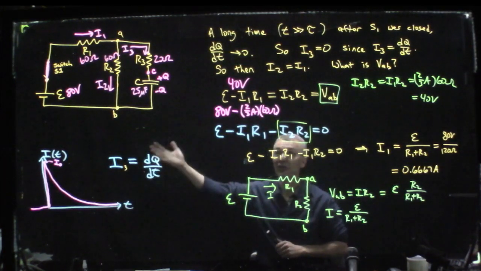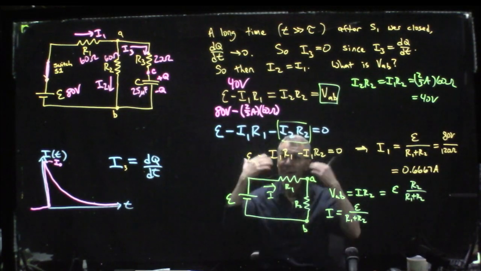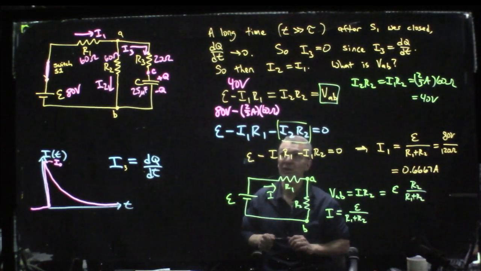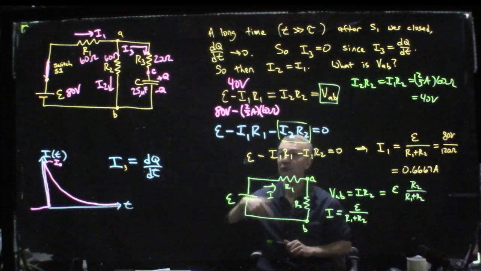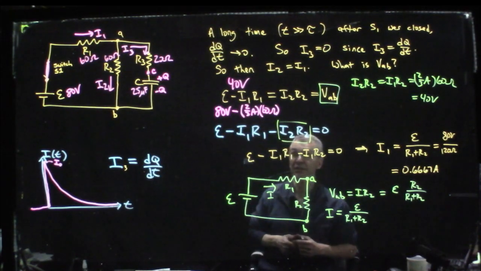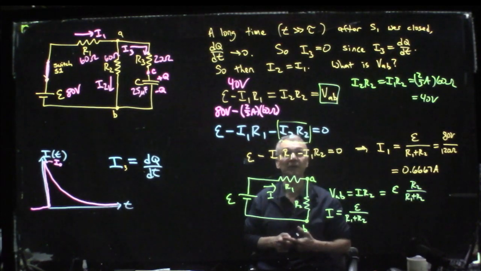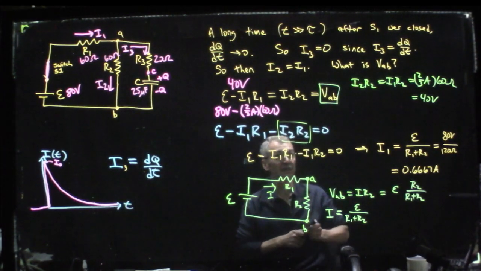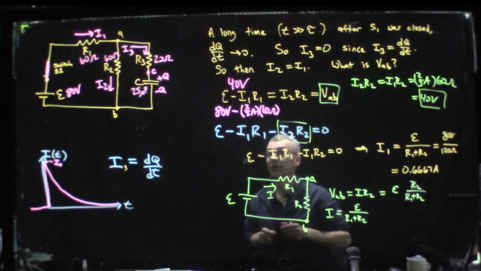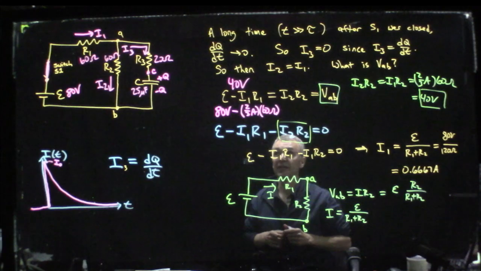So if you happen to know that all the current going through R1 continues through R2, and you have in your head what a voltage divider does, and you notice that these two resistors are the same, then it could make intuitive sense that VAB is 1/2 of the battery voltage, where you've reduced the circuit to a voltage divider because I3 has become 0 a long time after the switch was closed. One way or another, after a very long time of switch S1 being closed, the voltage VAB across resistor R2 is 40 volts.